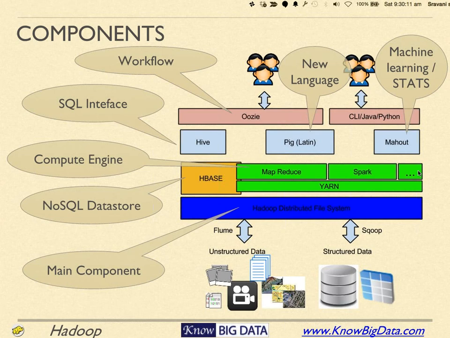Okay, and yes, in a way you're correct that we'll have to use a mix of both based on our problem statement. All right. Okay, so we have Sushil's question. So yes, Flume and Sqoop are a way to put the data into HDFS.